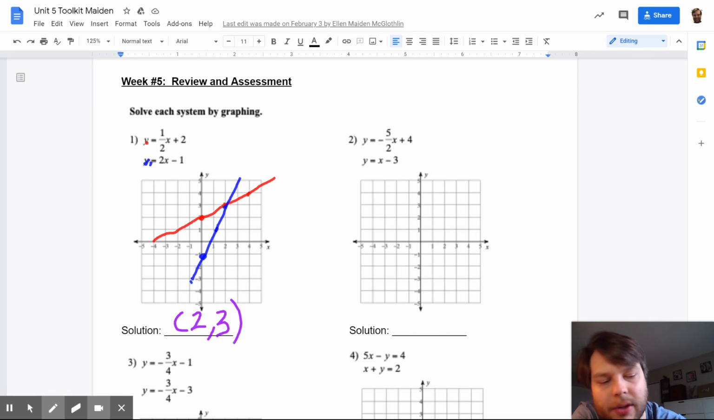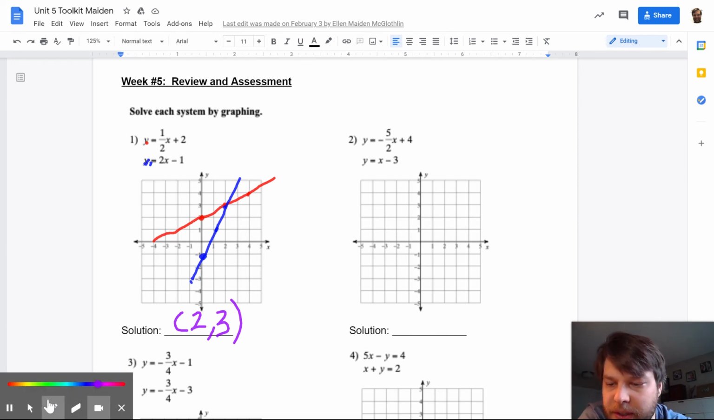It's a good idea to make sure that those numbers really make sense with the equations. And if you plug in x equals 2 for both of them, you'll get y equals 3. So I know I found the correct solution.